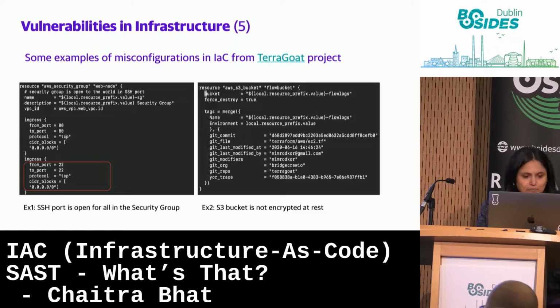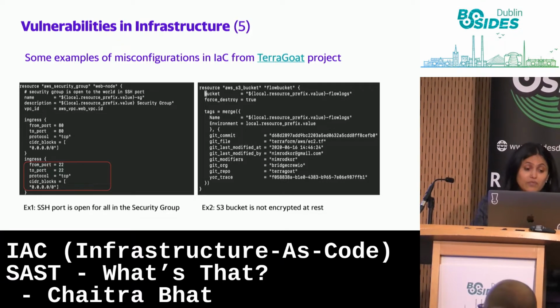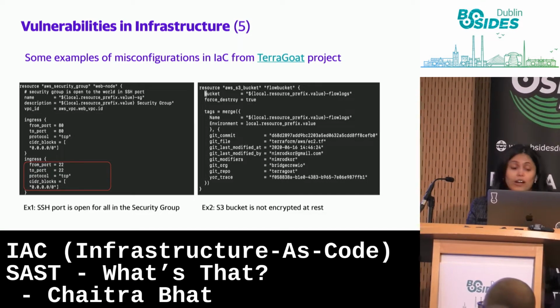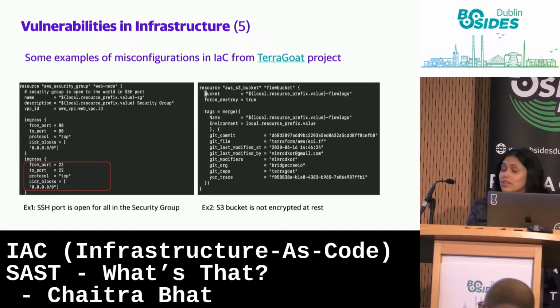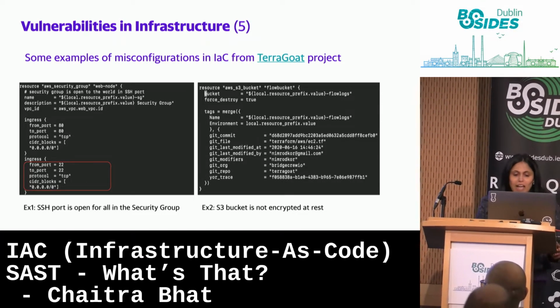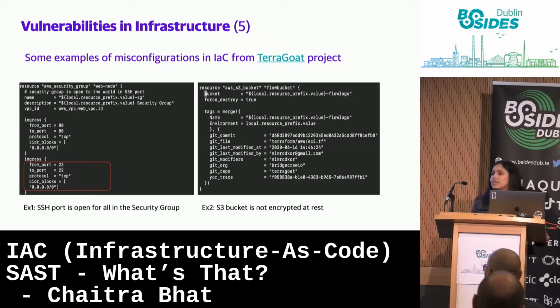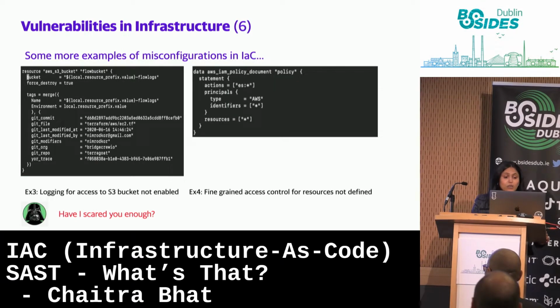In the first case, as I've highlighted there, the SSH port 22 was left open to the whole world, and we know it's not a great idea at all. In the second example, the S3 bucket is not encrypted at rest. Here in the third one, there was no logging enabled on the S3 bucket. And in the fourth example, there was no fine-grained access control for your Elasticsearch. I hope I've scared you enough now, so this would be a nice segue to introduce IAC SAST to you.